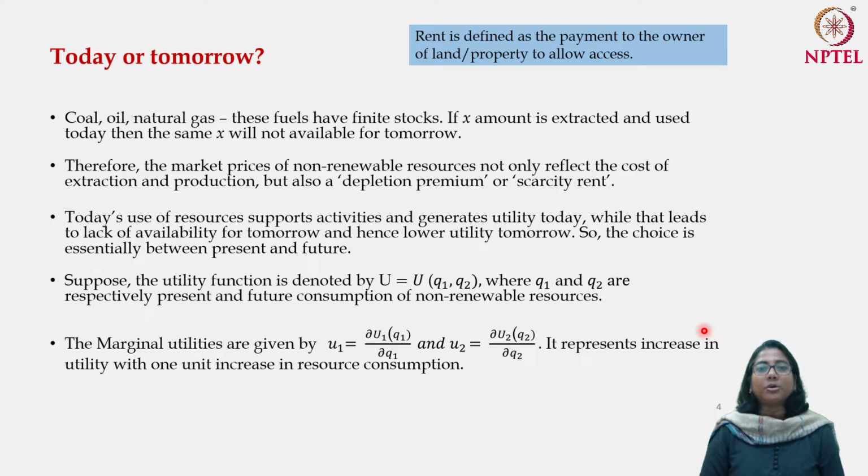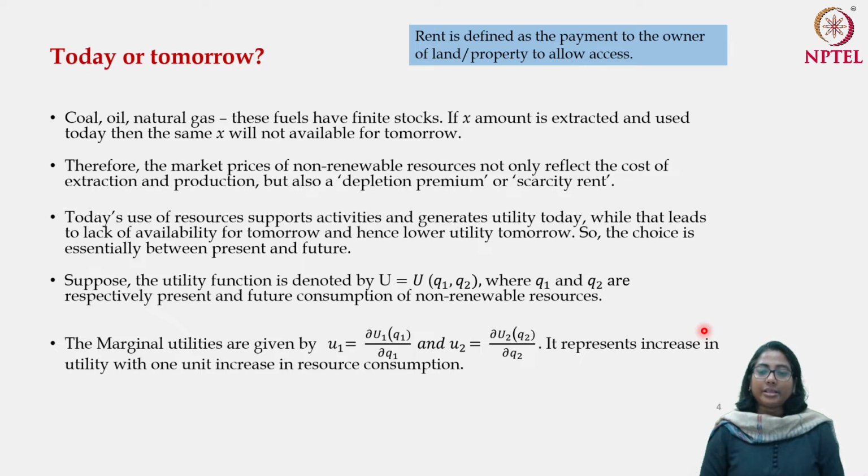We also define a term called marginal utility, which denotes the gain in utility as you consume one additional unit of some commodity. So here we are defining the small u1, which is del u1(q1) by del q1, and small u2, which is del u2(q2) by del q2. So small u1 is the marginal utility that you are deriving from the consumption of the non-renewable resources today, and u2 is the marginal utility that you are deriving from the non-renewable resources tomorrow.